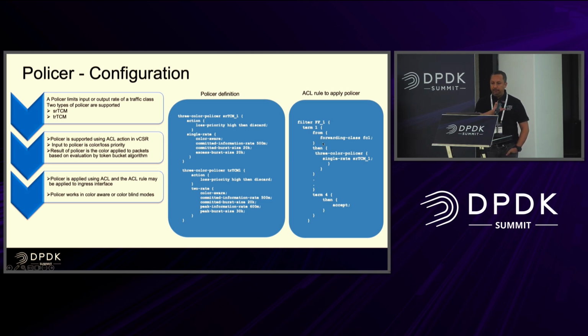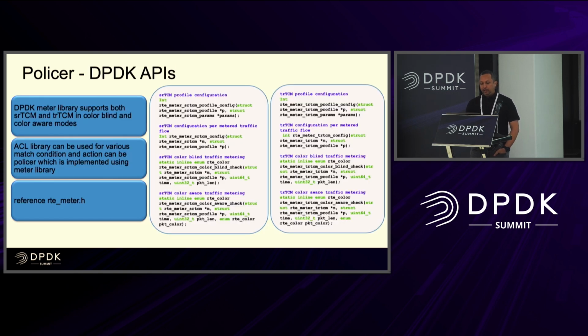Applying this policer in the packet path. Now you have the policer definition. How do you stitch it into the packet path? For that, we again use ACL. ACL can match based on the forwarding class and then associate that policer with that forwarding class. So now we have two blocks stitched: the classifier and the policer together. The output of the policer is color. Based on the color, you can choose. If it's red, you can drop the packets, or if you want to take some other action, you can take that action.